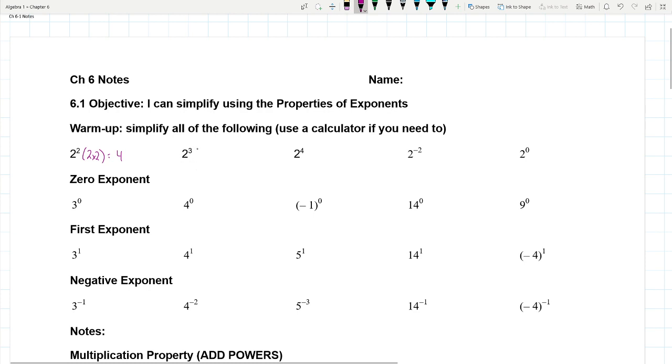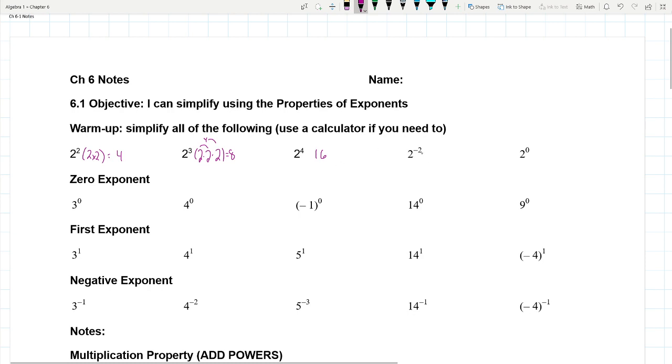2 to the third power is the same as 2 times 2 times 2. We already know that 2 times 2 is 4, and 4 times 2 is 8. 2 to the fourth power, we take this same idea. 2 to the third was 8, we do one more, so that makes 16.